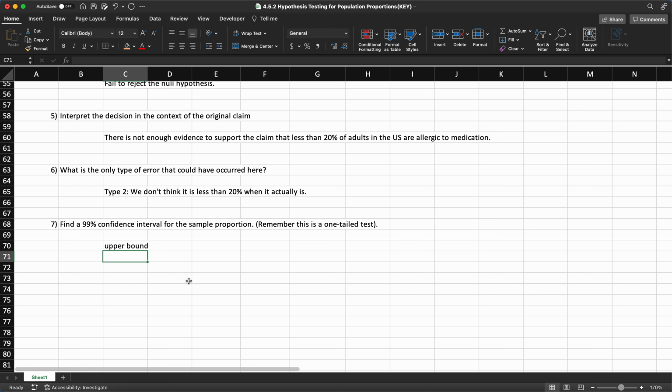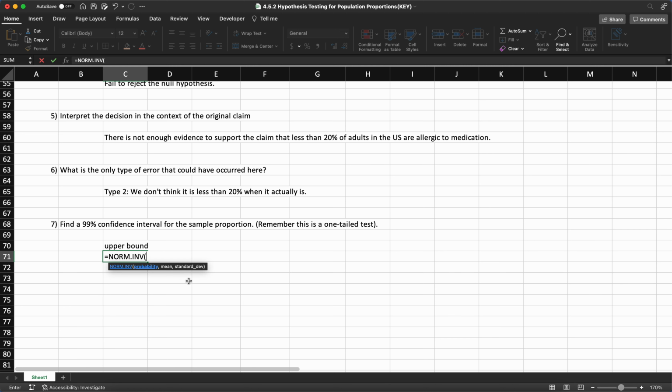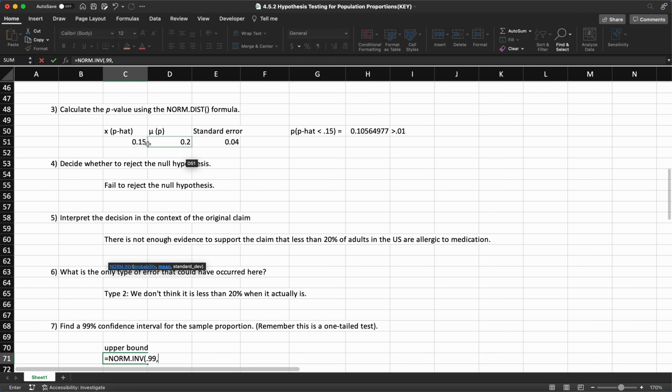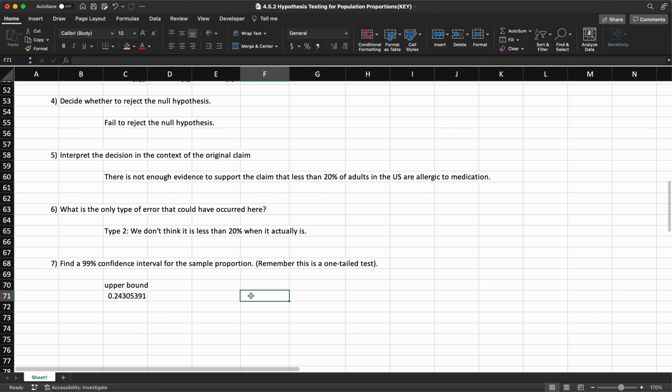So to find the upper bound, I'm going to use the norm inverse function. And since I want the whole 1% to be on that upper tail, I'm going to use 0.99 as my probability. My mean is going to be p hat, and my standard deviation is going to be the standard error for this problem. So that gives me an upper bound of 24. So anything less than 24.31% is inside my confidence interval.